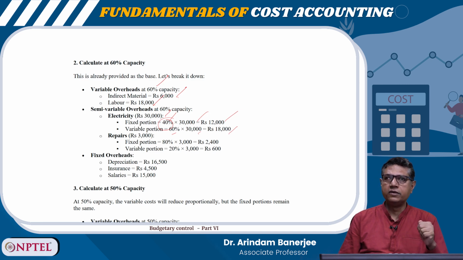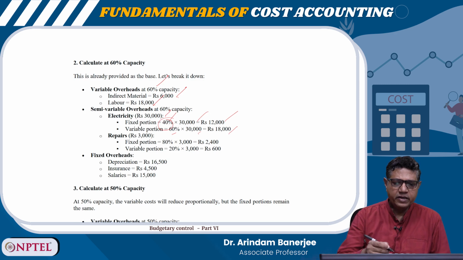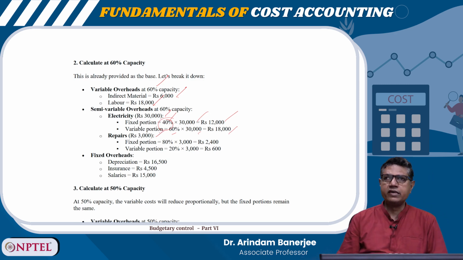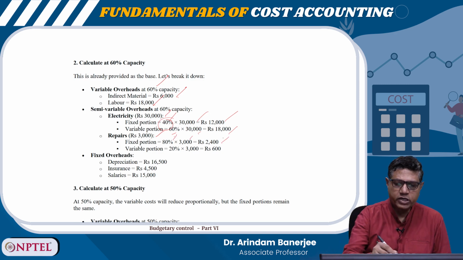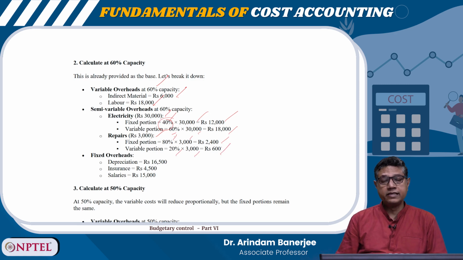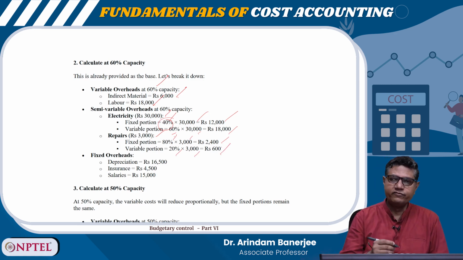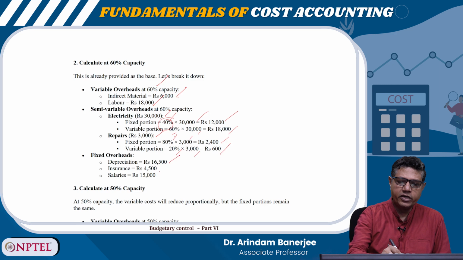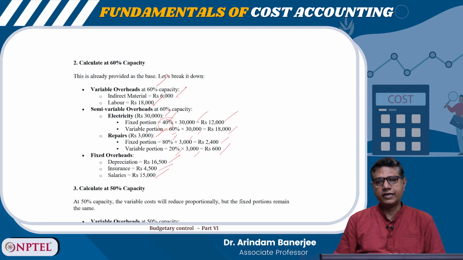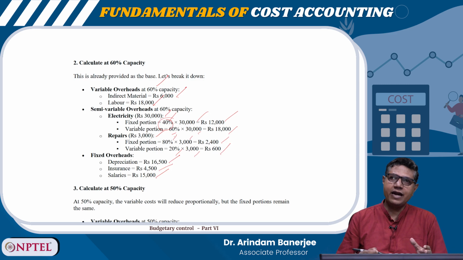of capacity utilization. Repairs is another semi-variable cost, where the fixed portion is 80% into 3,000, that is 2,400. The variable portion is 20% into 3,000, that is 600 at 60% capacity. And the fixed overheads, which don't change with the level of capacity, are depreciation 16,500, insurance 4,500 and salaries 15,000. Now we need to calculate this overhead at 50% capacity.